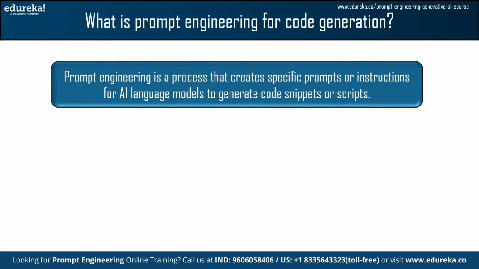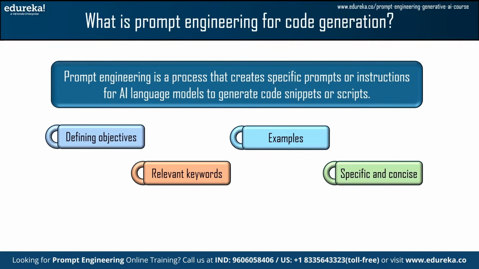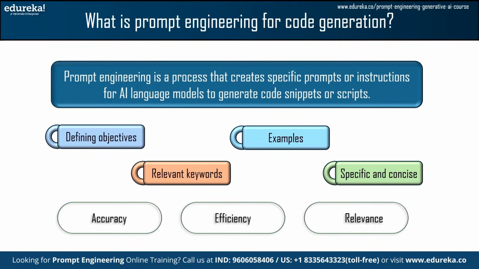Prompt engineering is a process that creates specific prompts or instructions for AI language models to generate code snippets or scripts. It involves defining objectives, using relevant keywords, providing examples, and being specific and concise. This process enhances the accuracy, efficiency, and relevance of code generation tasks performed by AI models. Understanding how to prompt LLMs can lead to more powerful and efficient applications.